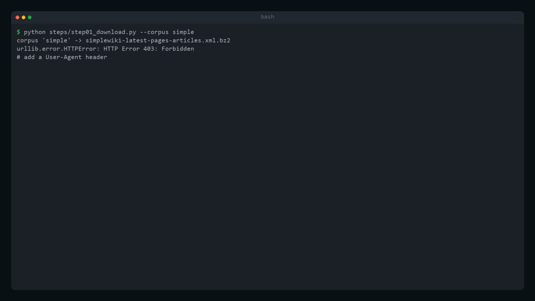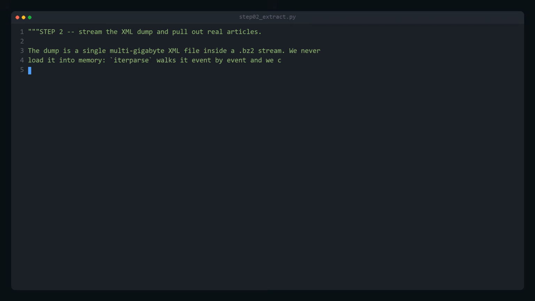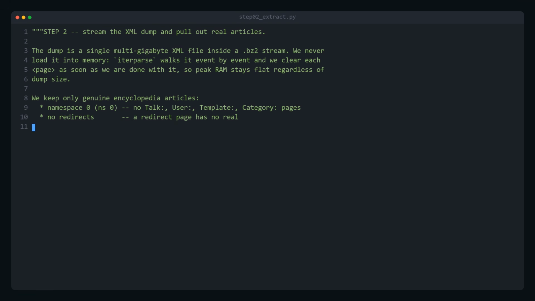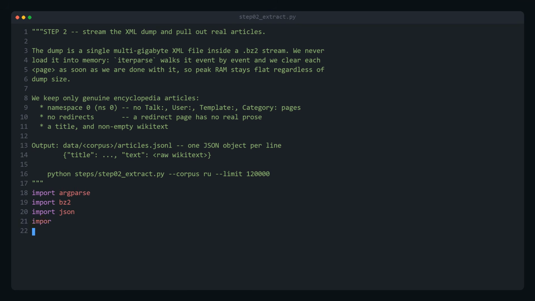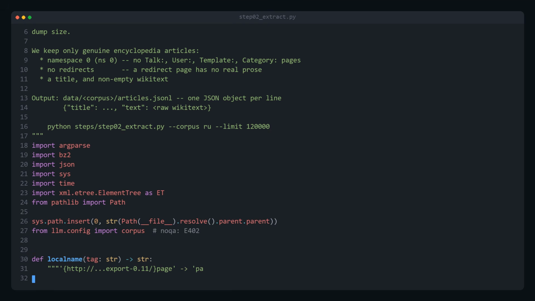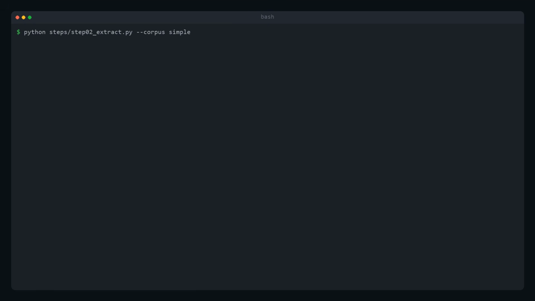We also support resuming by byte range, so a dropped connection at the 300th megabyte does not cost us the whole file. Note that we use no external networking library at all, only the standard urllib module. Inside the archive is one enormous XML file. You cannot read it into memory. The Russian dump alone is almost 2 gigabytes of article text once unpacked. So we stream. The iterparse function yields events as it reads, and after each finished page we call clear and release the memory. As a result, memory use does not depend on the size of the dump at all.